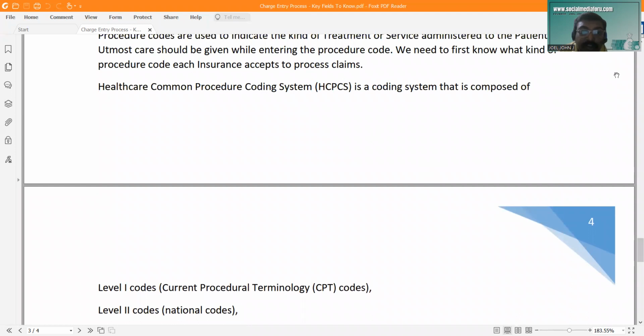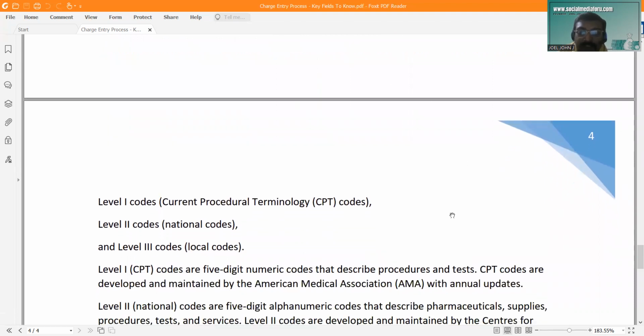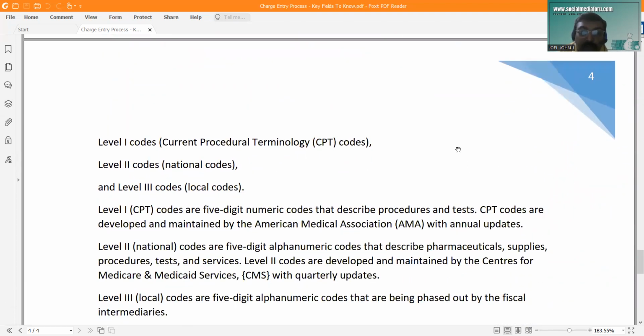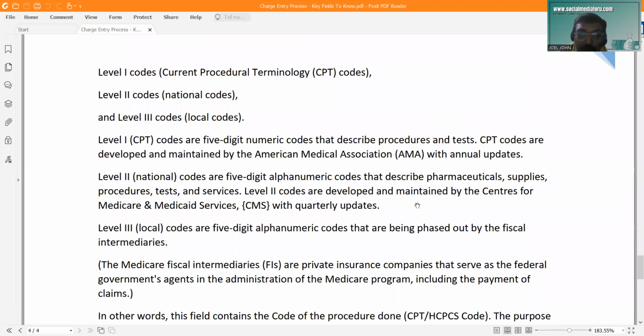So we are going to look at the Healthcare Common Procedure Coding System, HCPCS. This is also a question: what's the full form of HCPCS? Healthcare Common Procedure Coding System. And what are the different types of codes this comprises? Level 1 codes are Current Procedural Terminology, CPT codes. Level 2 codes are national codes. Level 3 codes are local codes.